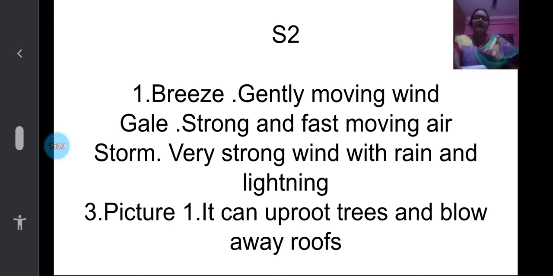So these three pictures you can do. In your textbook also pictures are there. You can do it on your own also. Even the workbook has many pictures related to that. See and complete it, children.